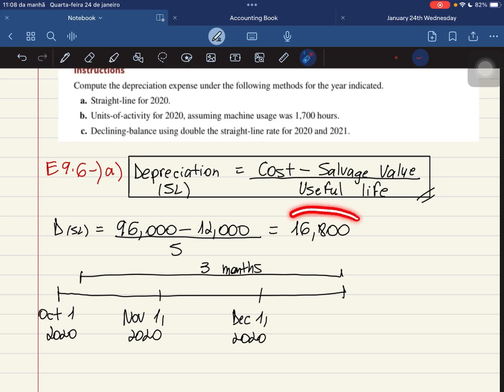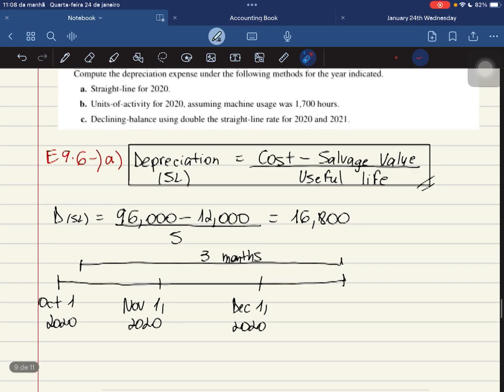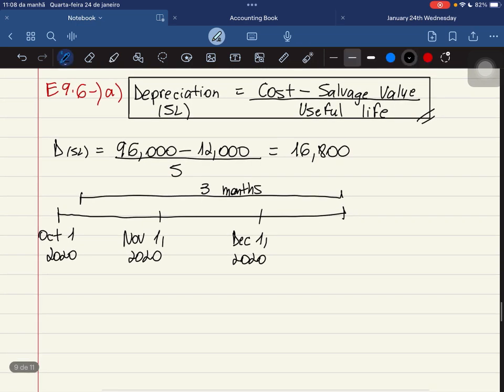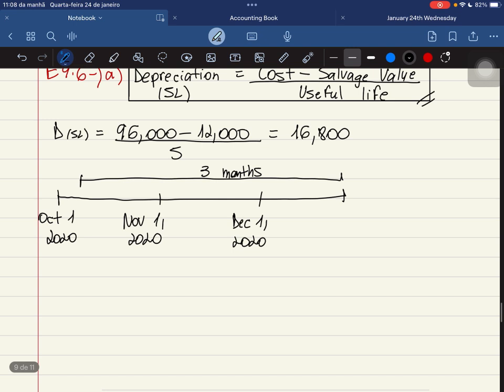So this value is the value for the full year of 2020 if we had bought the machine on January 1st. This is not the case. So the depreciation for 2020 under the straight line method would be the value of the full year, but times 3 divided by 12, because 3 months have passed. That is 4,200 euros.